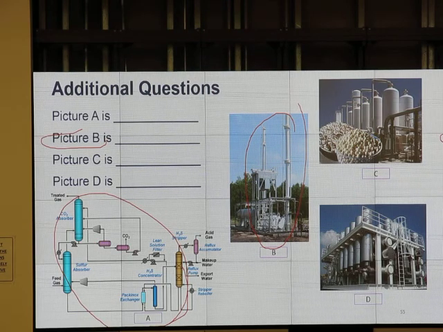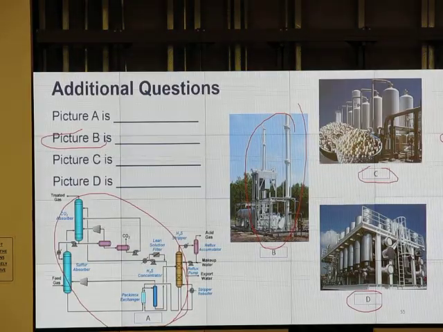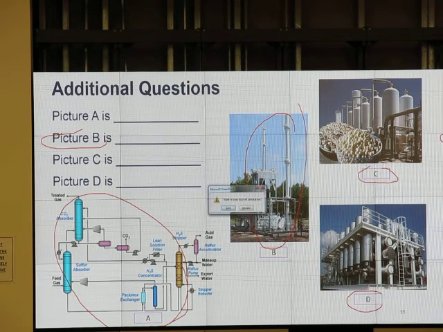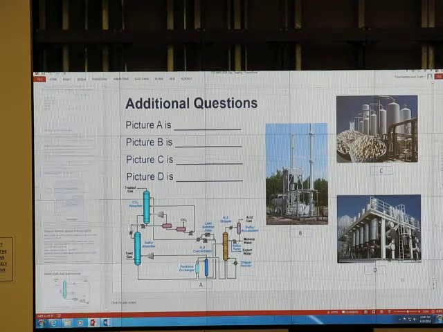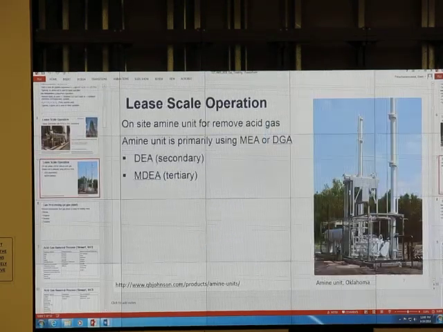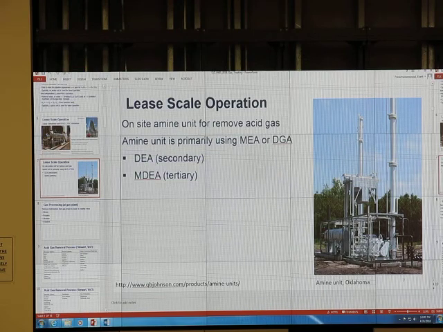We'll check that. Picture C is, John? What is picture C? Molecular sieve. Yeah. Next to John, what's your name? Hayden. Hayden. Yeah. What is picture D? The membrane process. Okay, picture B. Let's go back. Oh, no. Picture B is the amine unit. Yes, it's the amine unit.